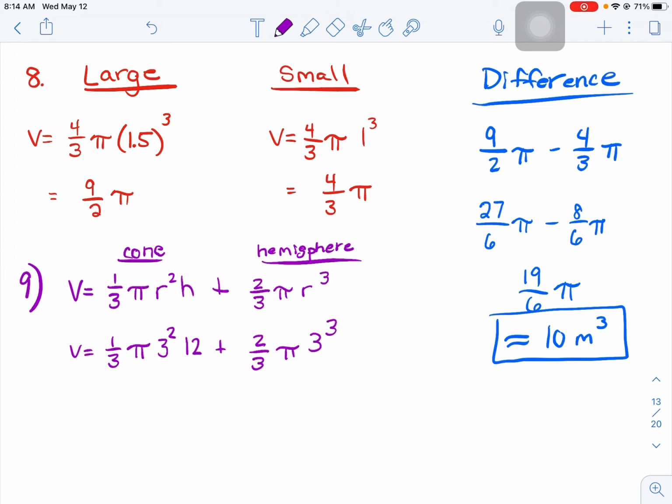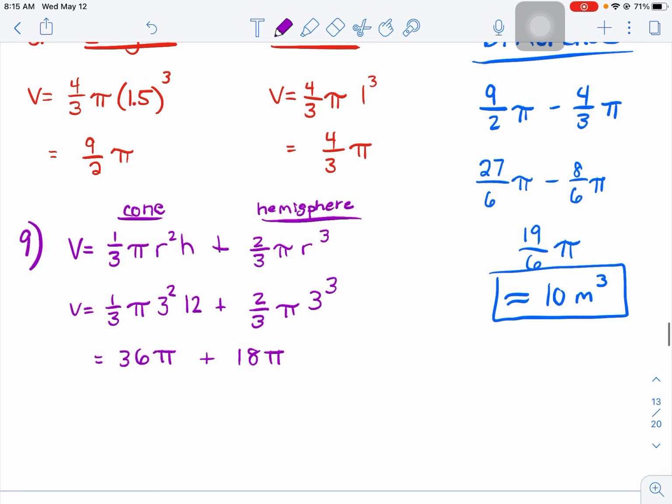All right, so we can calculate that. 3 squared times 12 divided by 3 gives me 36 pi. 3 cubed times 2/3 gives me 18 pi. 18 plus 36 gives me 54 pi. This was centimeters cubed, so that's my volume.